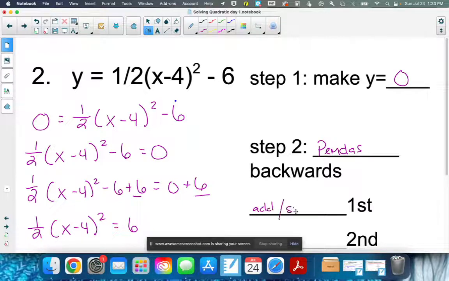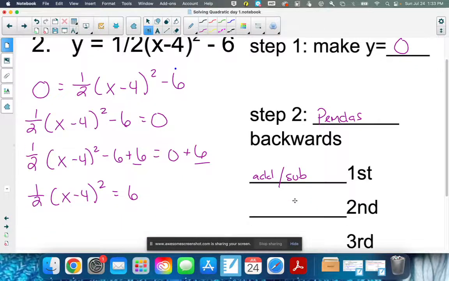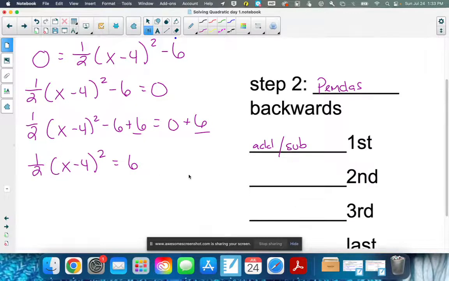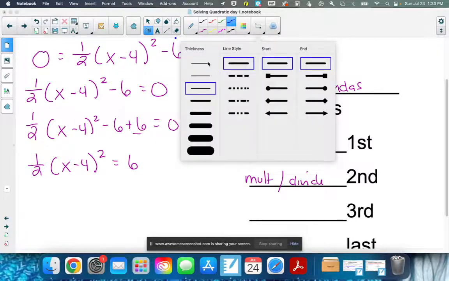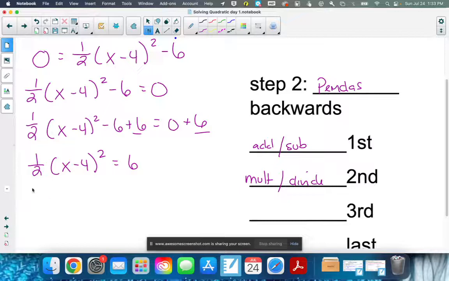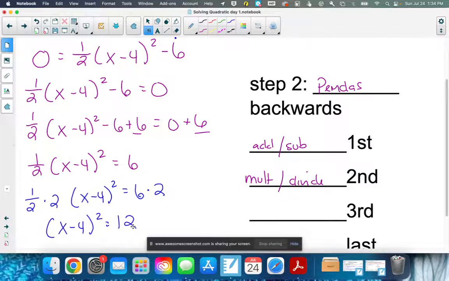So I'm adding or subtracting first. In this case, I do have a fraction, right? And we do not divide by fractions. So I need to multiply by the reciprocal of a half. So the reciprocal of a half is 2. So I'm going to multiply both sides by 2. And again, all that's going to do is cancel out the 1/2 for me, right? It's not going to affect what's in the parentheses because 1/2 times 2 is just 1. It's gone. So I have x minus 4 squared equals 12.